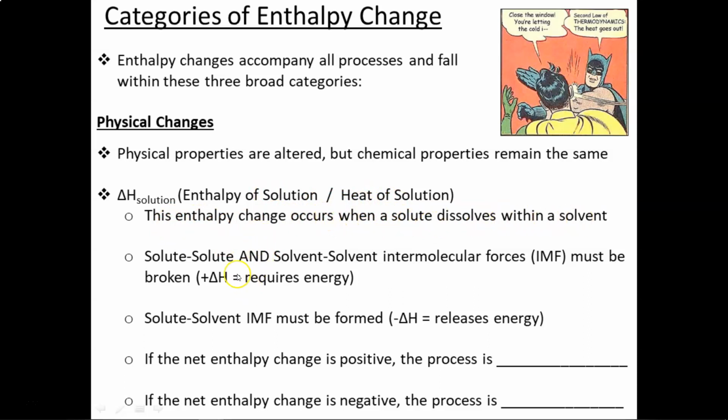Now, during this process, the intermolecular forces, the attraction between solute and solute particles, as well as the attraction between solvent and solvent particles, must be disrupted, and that requires energy, so that's going to be a positive delta H value. At the same time, you will be forming new intermolecular forces between the solute and the solvent, and that will release energy, so it's a negative delta H value.